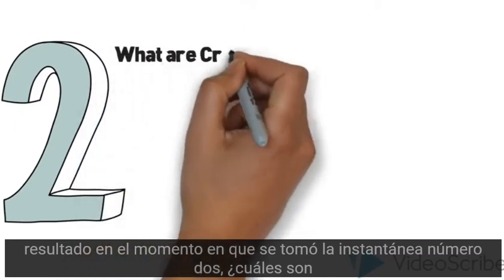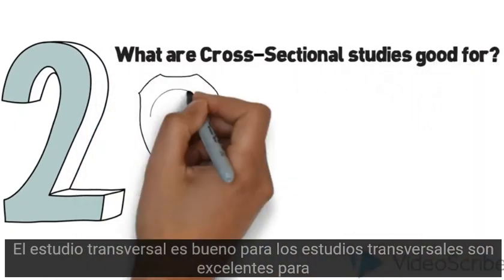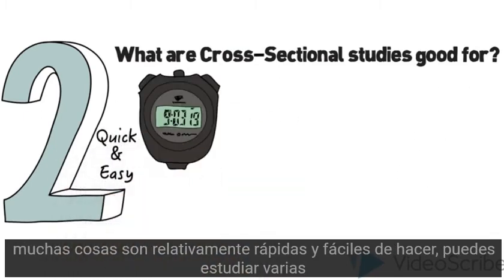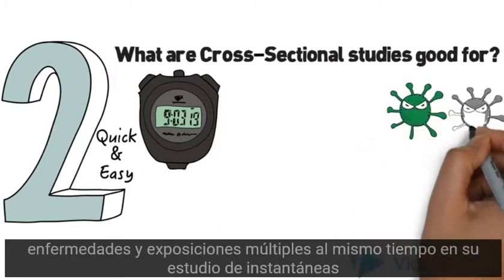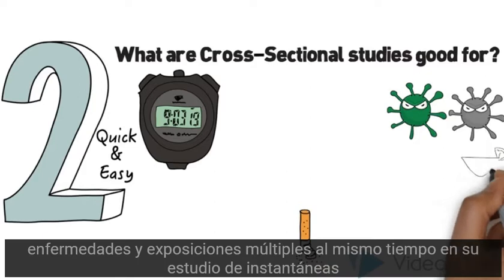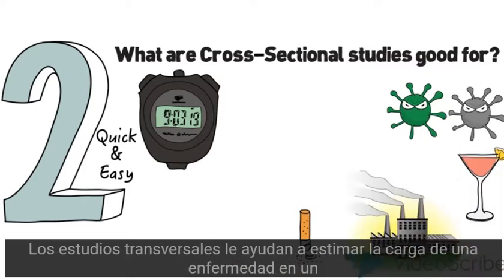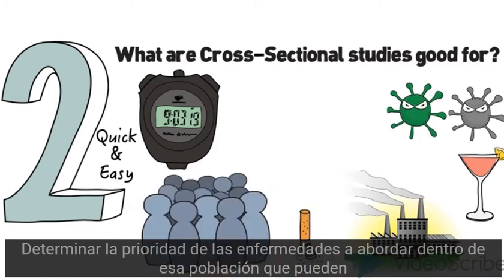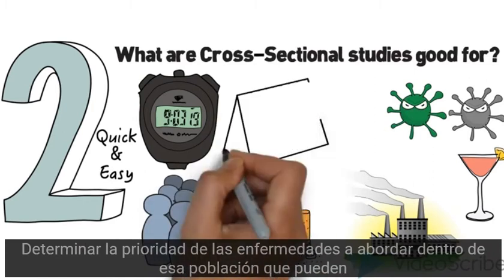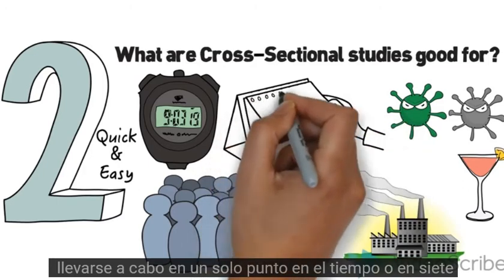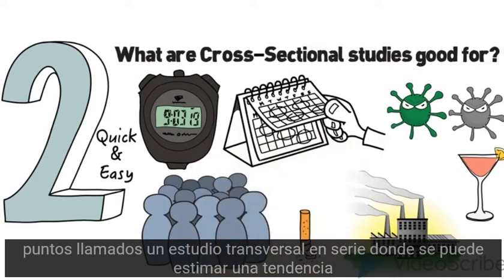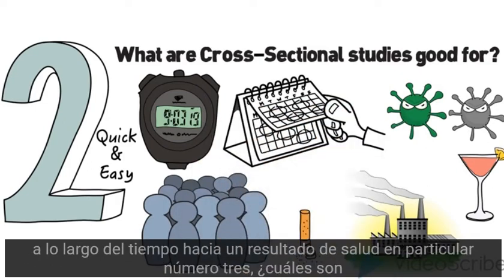Number 2, what are cross-sectional studies good for? Cross-sectional studies are great for many things. They're relatively quick and easy to do. You can study multiple diseases and multiple exposures at the same time in your snapshot study. Cross-sectional studies help you to estimate the burden of a disease in a population, and you can use cross-sectional studies to help you determine the priority of diseases to address within that population. They can be conducted at a single point in time or at several points, called a serial cross-sectional study, where you can estimate a trend over time towards a particular health outcome.